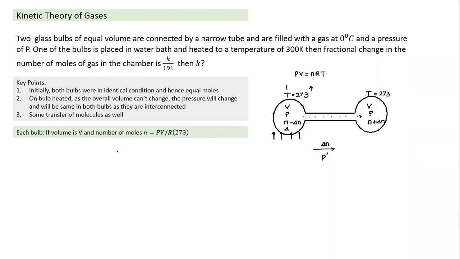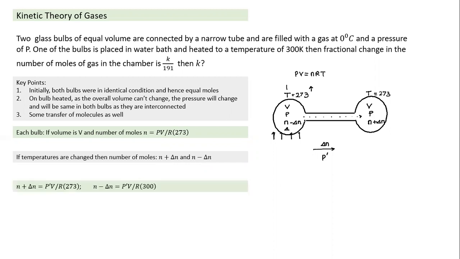Let's look at this. For each bulb, if the volume was V, we can calculate the initial number of moles. And if the temperature has changed, the number of moles in one case becomes N plus delta N, and in the other, N becomes N minus delta N. That's what they're asking here also. So if the number of moles changes, we apply the ideal gas equation in the left part and the right part separately.